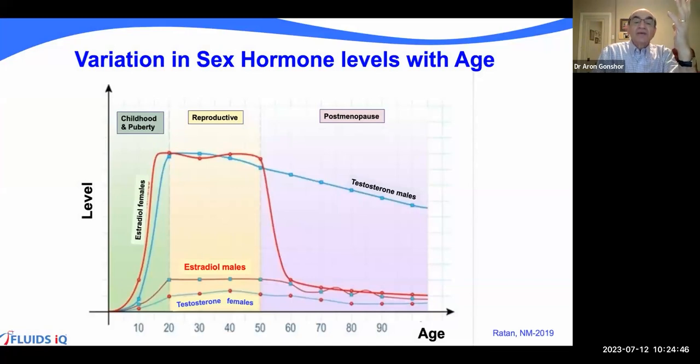We do know that sex hormones will change their levels throughout life, from a very, very young age, right through reproductive age into postmenopause. You will see some very, very big changes in both the female and male sex hormones.